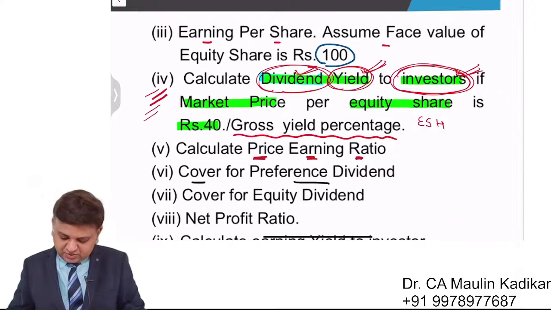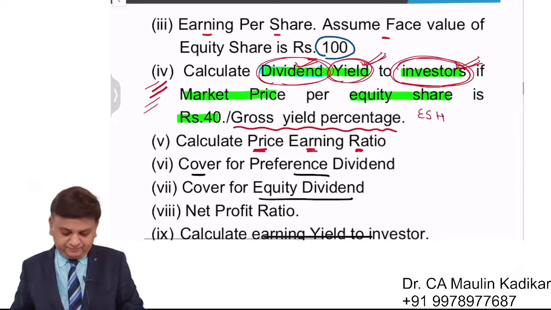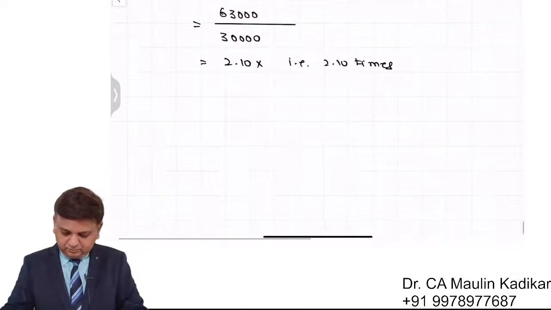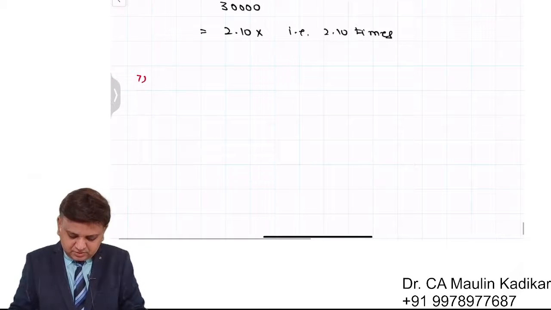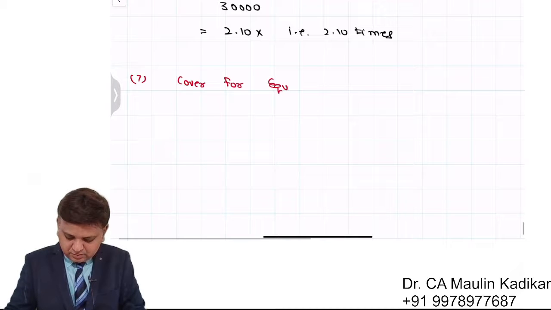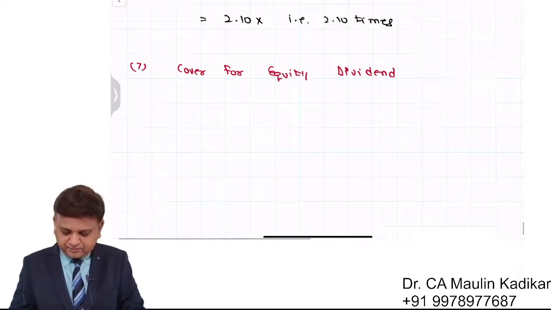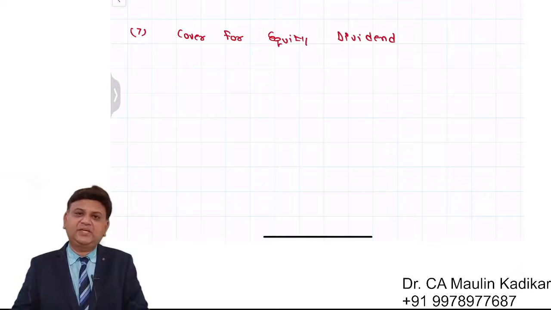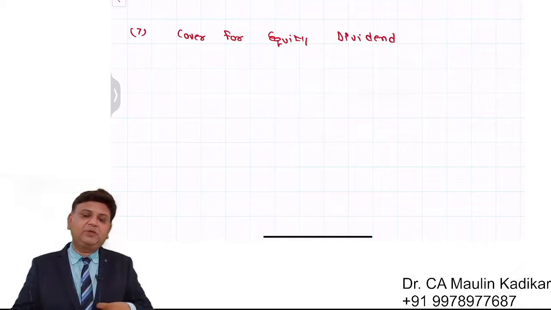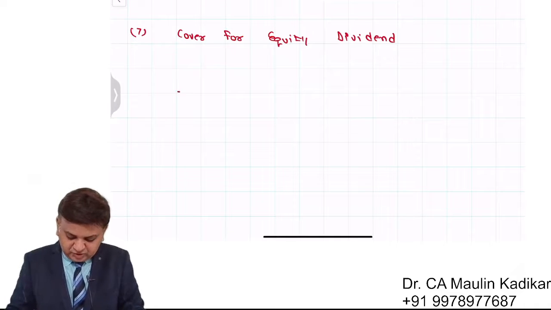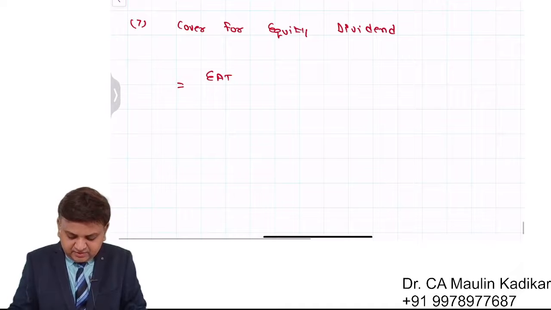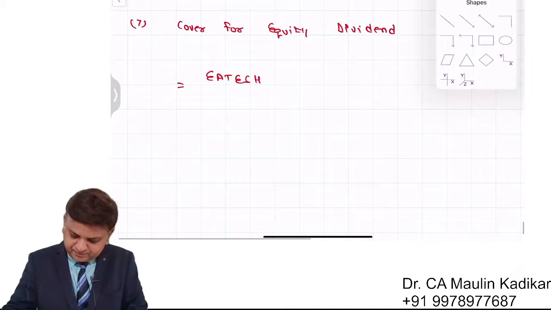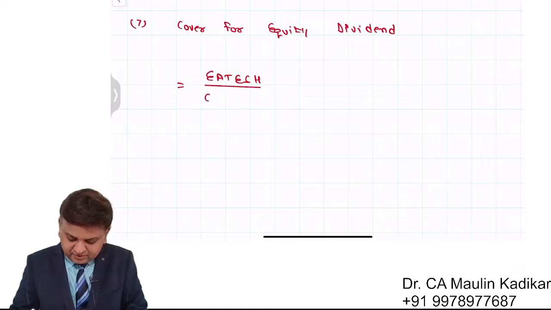Please add an answer. Next question. Cover for equity dividend. So seventh question. Cover for equity dividend. Dear students, it is exactly the same as the cover for the preference dividend. It is indicating the ability of the company to make payment of equity dividend. So write down answer. It is earning available to equity shareholders divided by equity dividend.